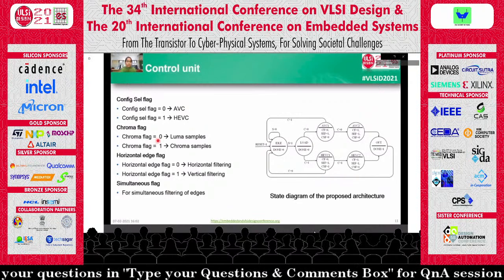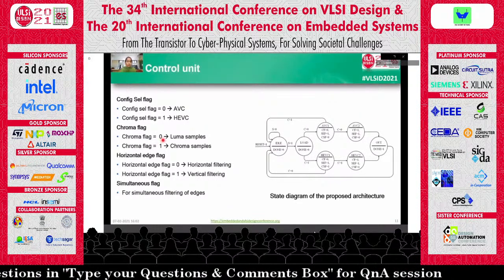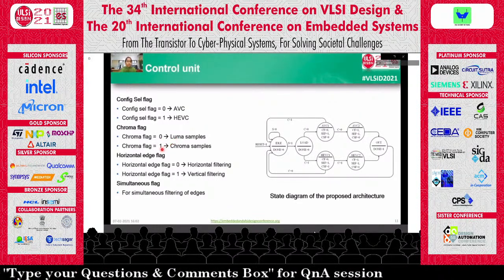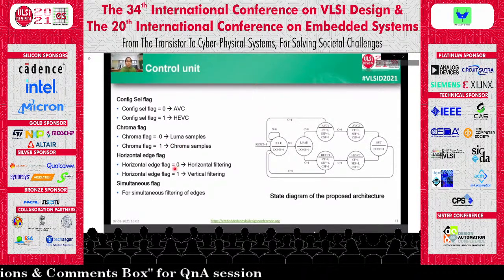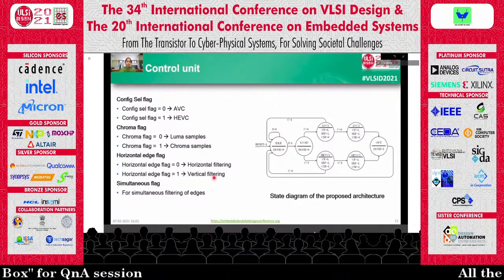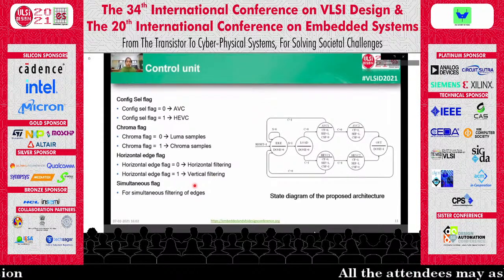If the chroma flag is 0, the input pixels to be processed are Luma samples, otherwise they are chroma samples. If the horizontal edge flag is 0, the input edge to be processed is a vertical edge and hence horizontal filtering will be done, otherwise vertical filtering will be done. A simultaneous flag indicates the simultaneous operation of the 4 filters.